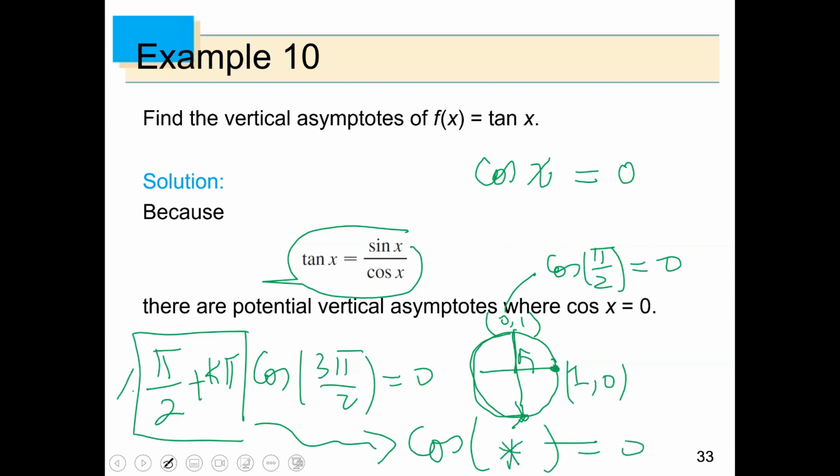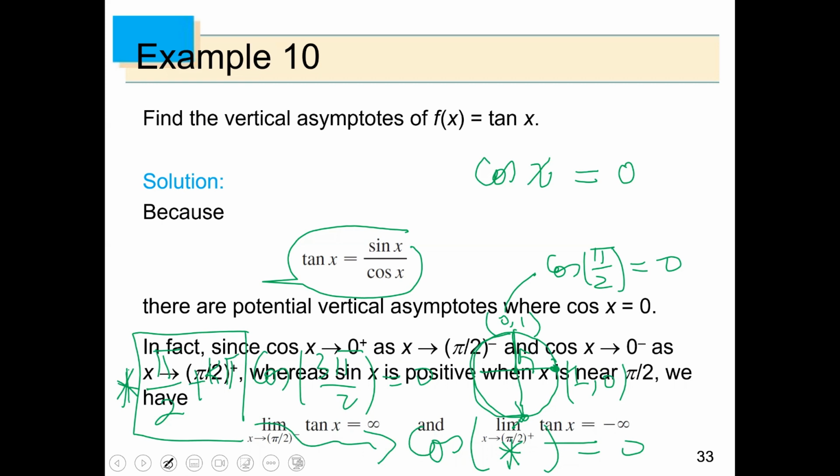Okay, this is my star. All these points have cosine equal to 0. So I need to remove these points from the real number set, R minus these points. And clearly, we will see that the graph of the function tan will have a vertical asymptote when x is approaching one of these points in star.